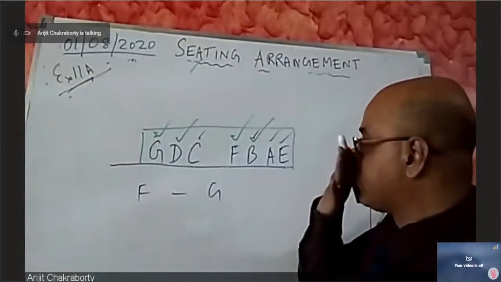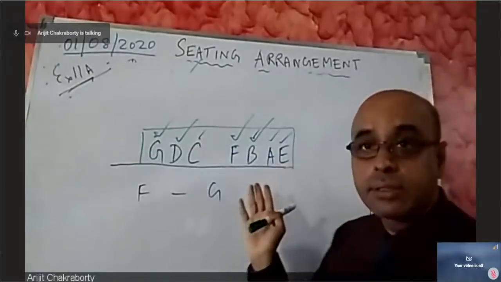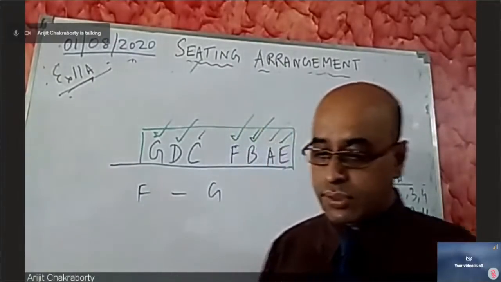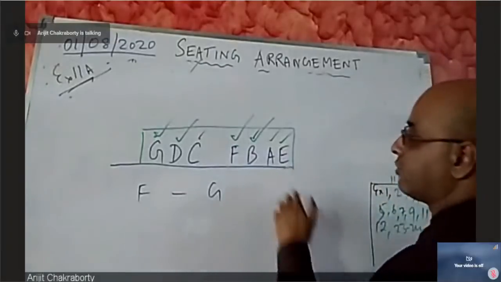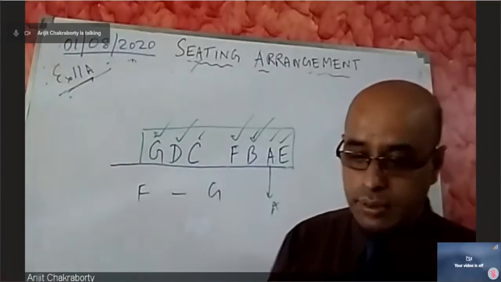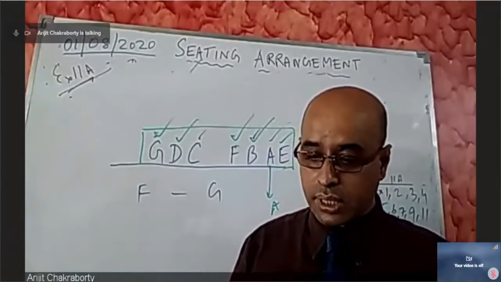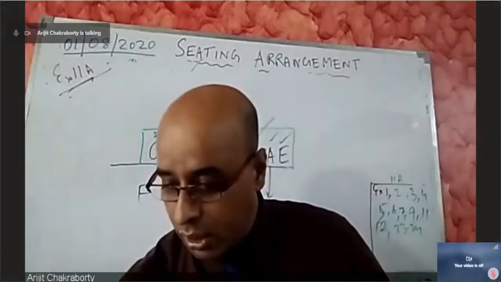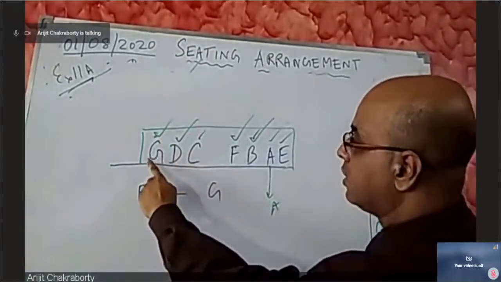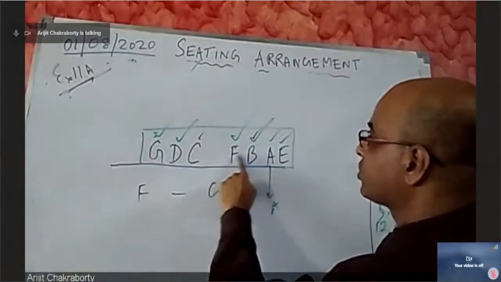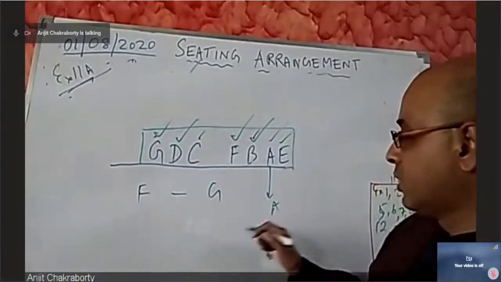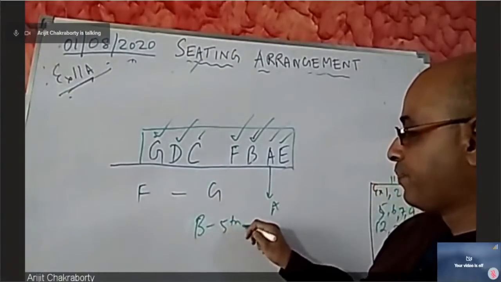Second to the extreme right, we are having A as the answer. If we start counting from the left, A is the second extreme right. And on which number is B? If we start counting from the left, 1, 2, 3, 4, 5, B is coming to the 5th position.